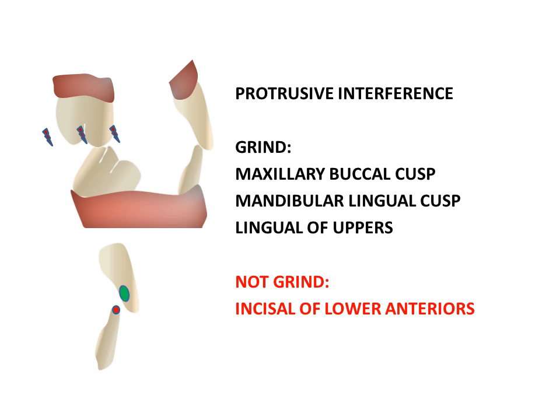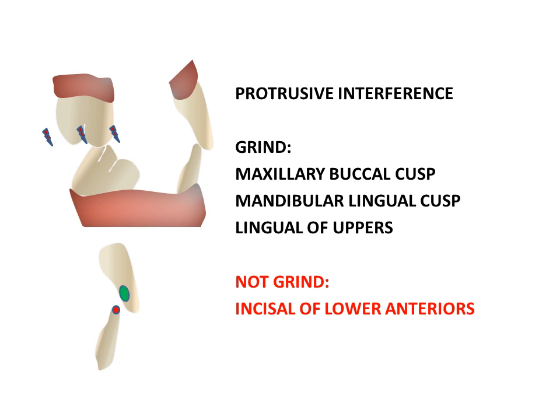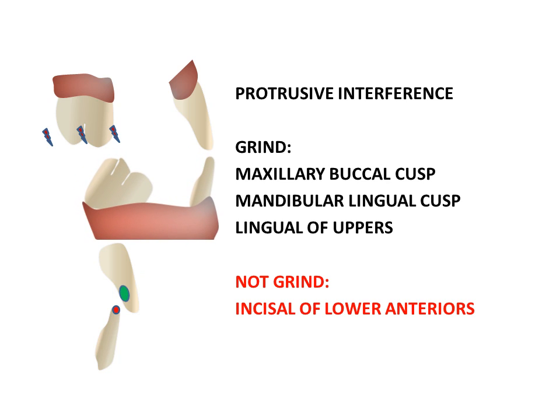Only the anterior teeth should touch in protrusive excursions. If the interference is between anterior teeth in eccentric movement, grind on the lingual aspect of the upper incisors and cuspids. Do not disturb centric contacts. Do not grind the mandibular incisal edge.